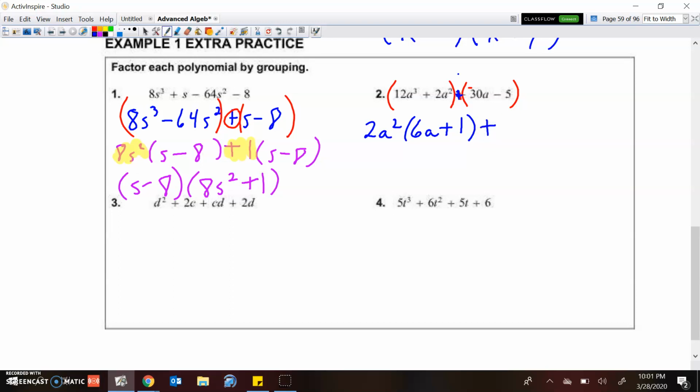Now on the second one, I want to try to get it so when I factor the GCF out, I get 6a plus 1. So I notice that 5 goes into both of these. Now if I factor out only a 5, let's see what happens.